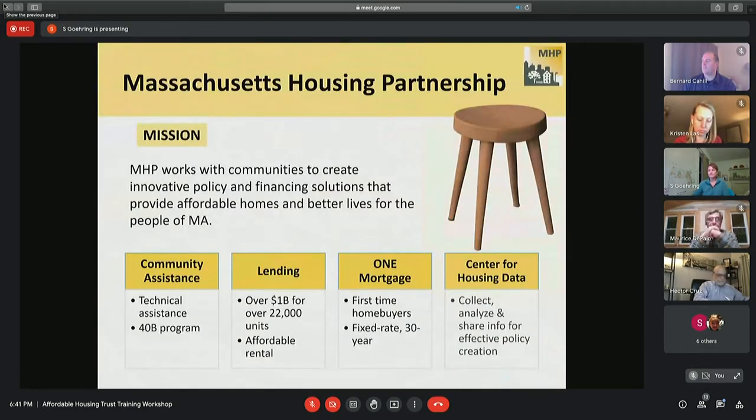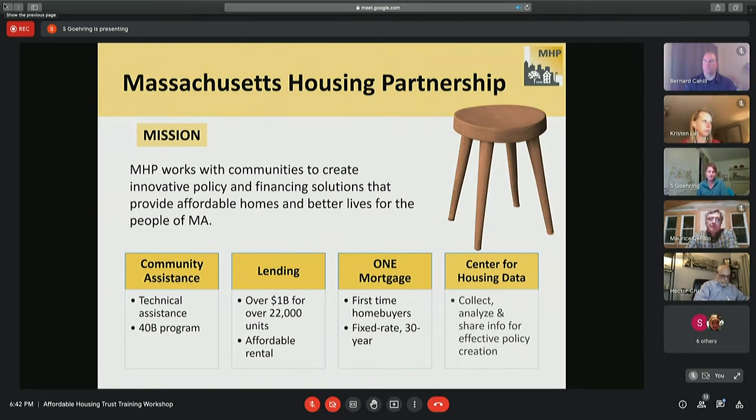So Mr. Chairman did give a little bit of an overview of MHP. We are focused on increasing the supply of affordable housing around the state. And we have what I think of as four legs to our stool. We have the community assistance team, which is what I'm a part of, and we do technical assistance, really working on the community level. We lend to support the creation and preservation of affordable housing. So we've lent over $1 billion that has supported over 22,000 units of affordable housing. Our niche is affordable rental housing.